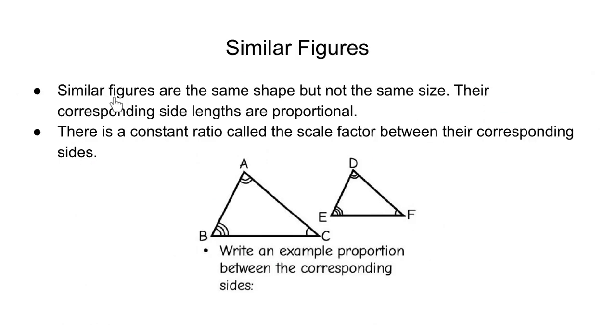So similar figures are the same shape but are not the same size. Their corresponding side lengths are proportional. So if this triangle here and this triangle are proportional, maybe I take this triangle and times it by 1/2, right? It shrinks smaller. So the angles are going to be the same measurement, but the side lengths will all be at half size. So there is a constant ratio called a scale factor between the corresponding sides.